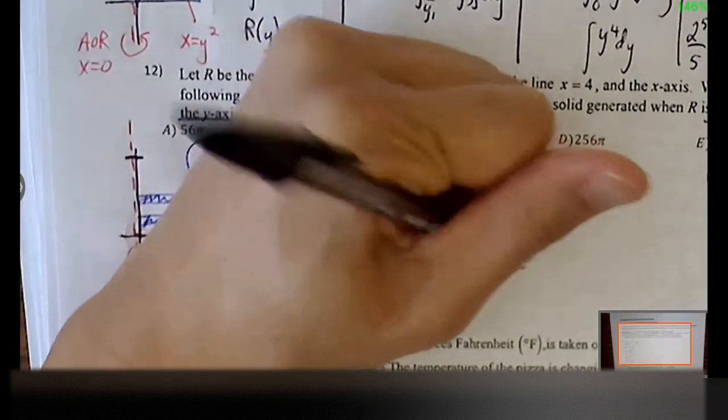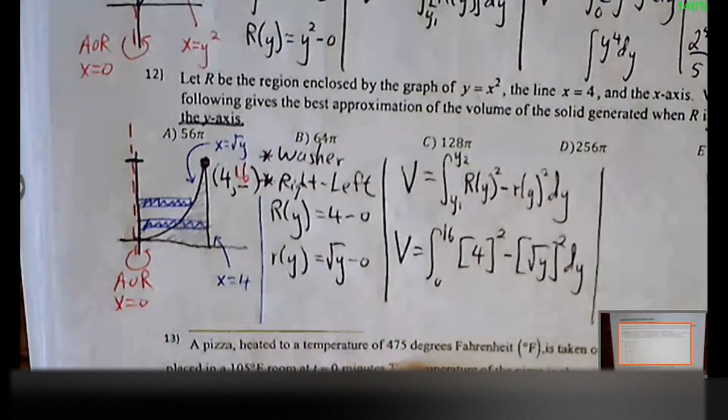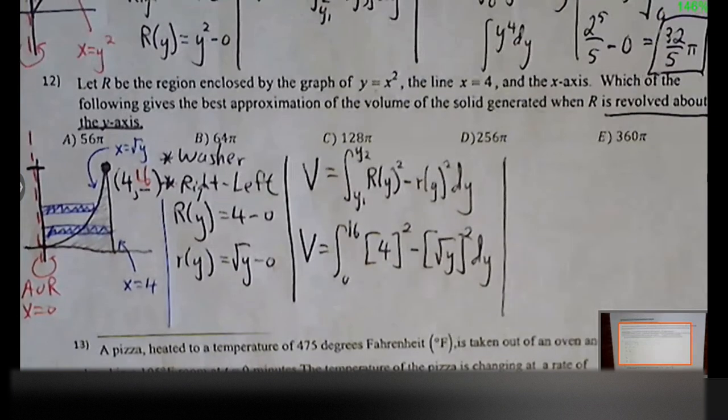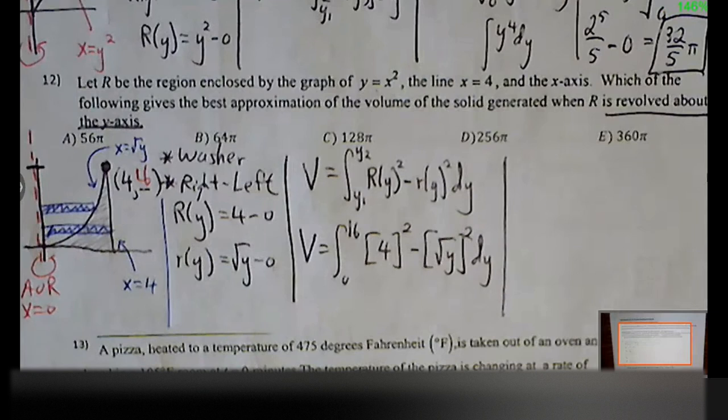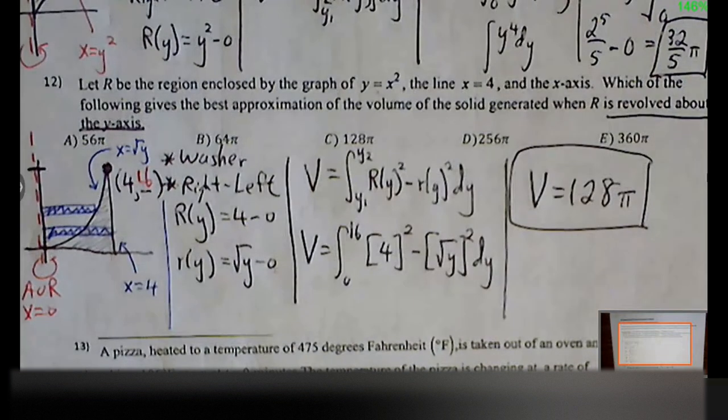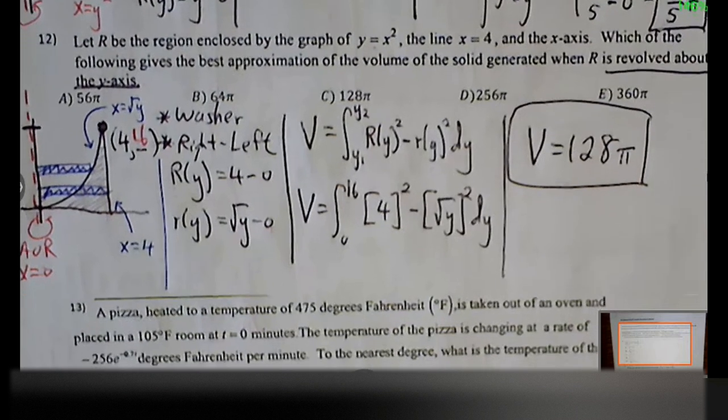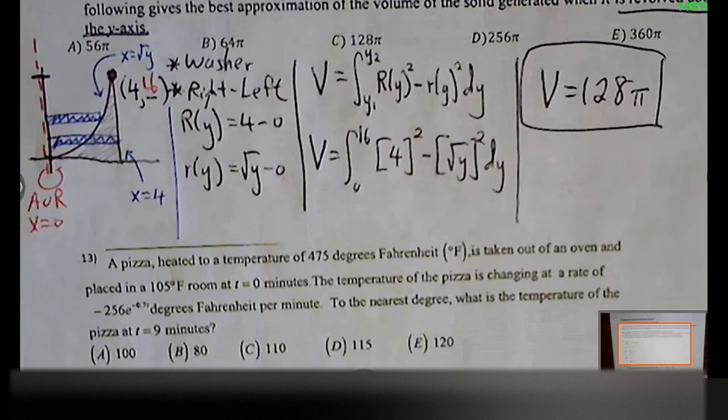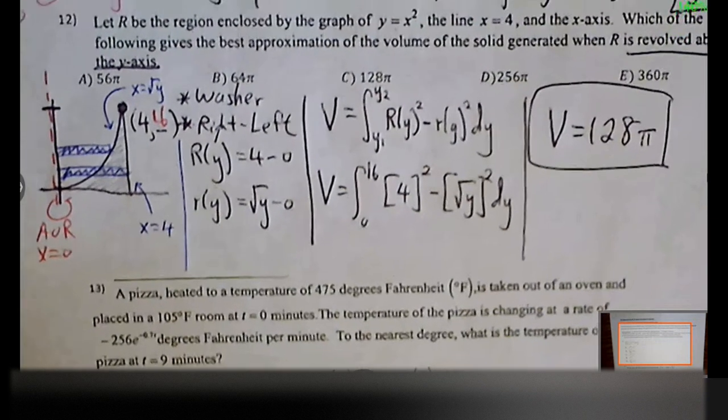Big radius squared minus little radius squared. Okay, in our calculator, and then we get 128 pi. All right, any questions?